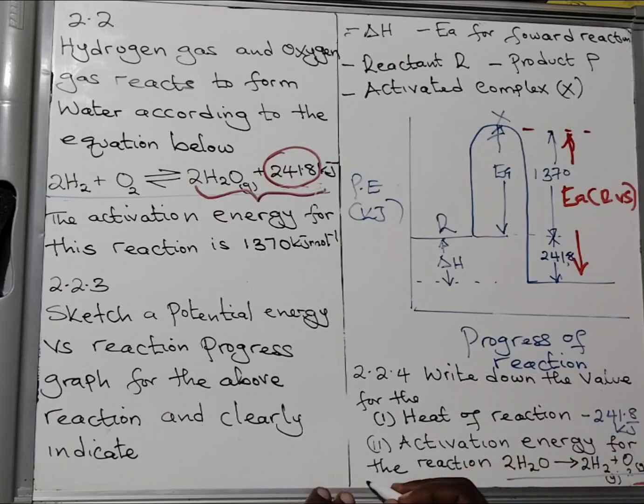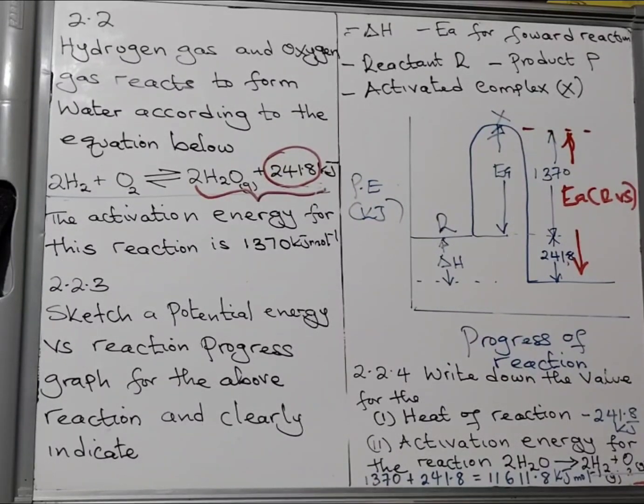So it's going to be 1370 plus 241.8, giving you, okay, what do we get here? So that is what we get. It is 1611.8 kilojoules.